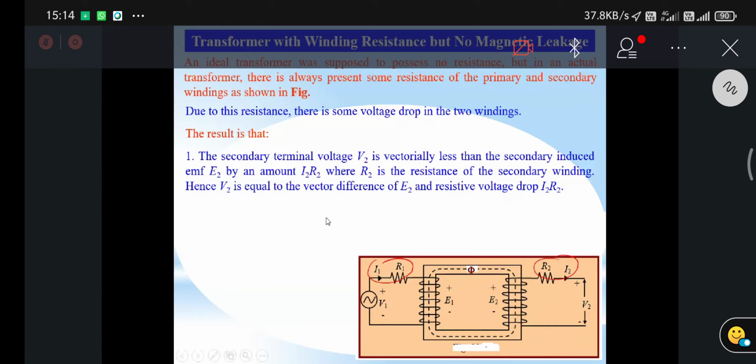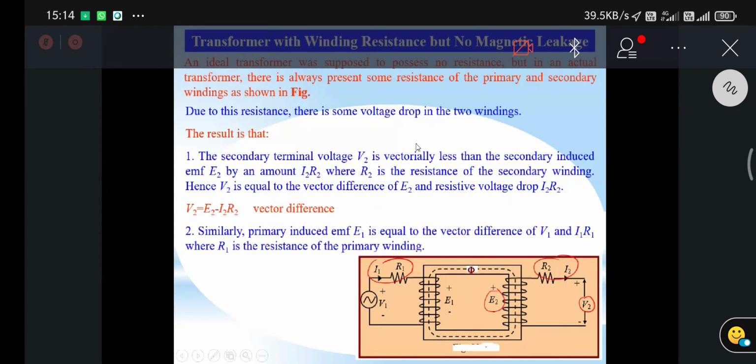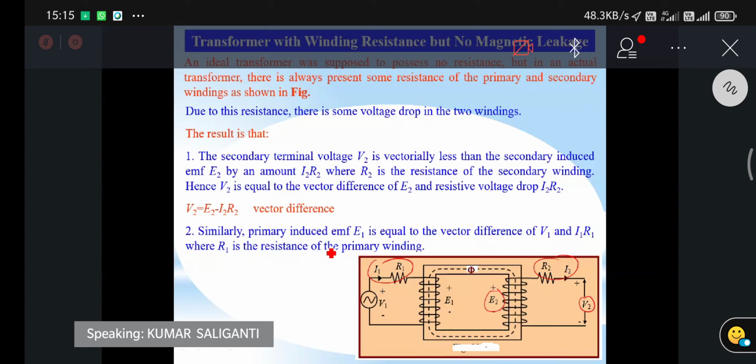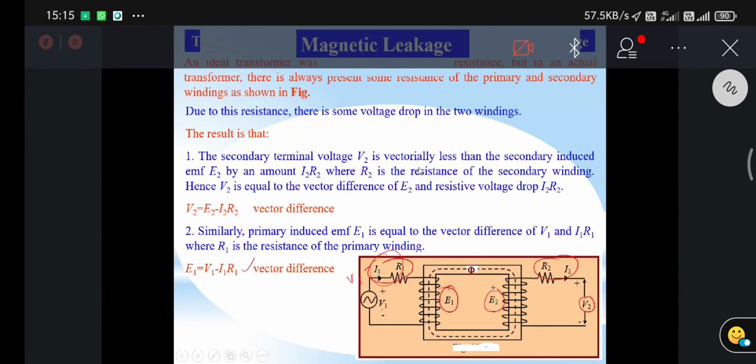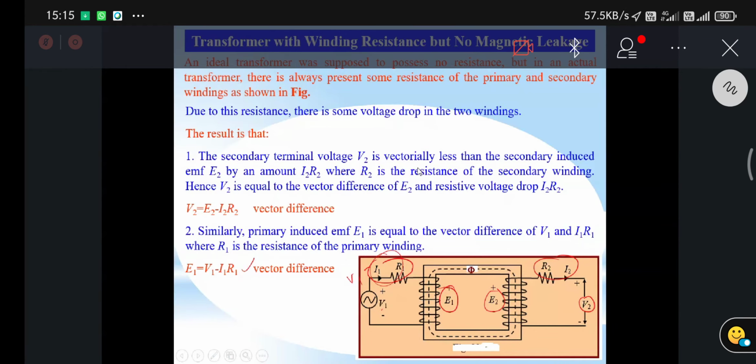Hence V2 is equal to the vector difference of E2 and I2 R2. So V2 equal to E2 minus I2 R2, after KVL. Similarly, the primary induced EMF is equal to the vector difference of V1 and I1 R1, where R1 is the resistance of the primary winding. So E1 equal to V1 minus I1 R1.